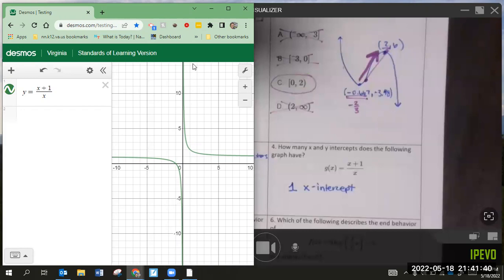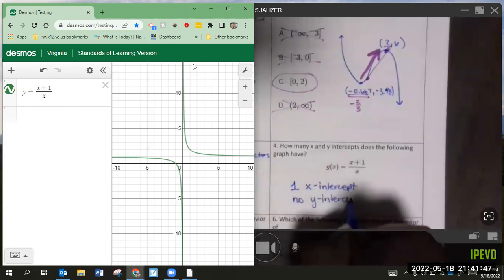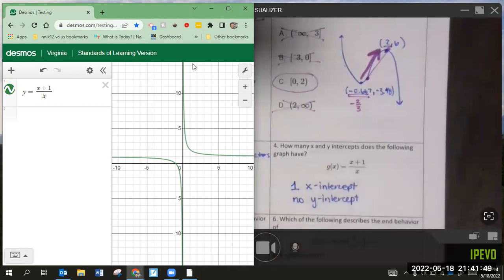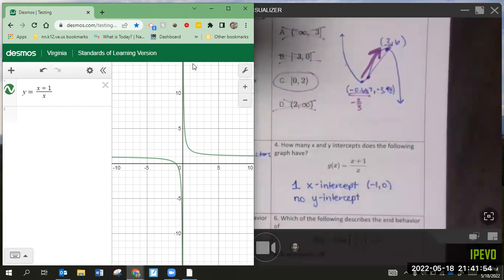Looks like we're dealing with a y equals 0 or an x equals 0 asymptote. So we have no y-intercept. So just one x-intercept. It happens to be at -1, 0, and no y-intercept.